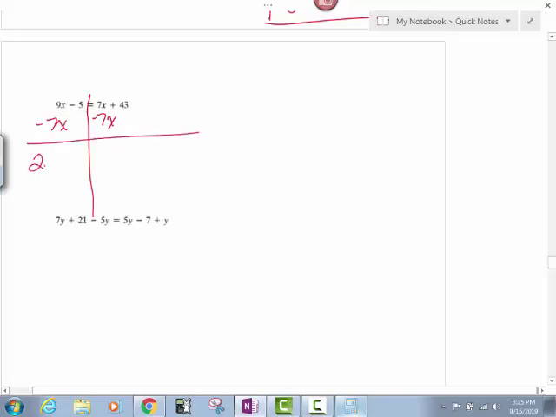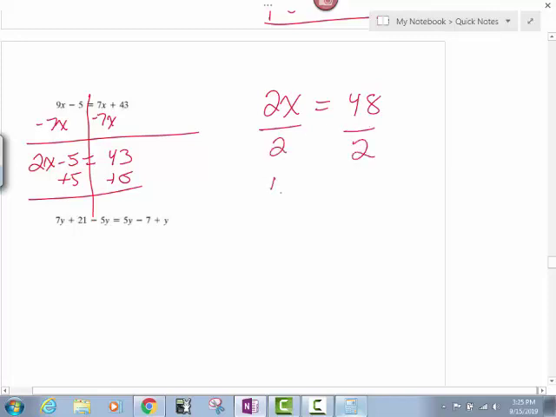Okay. Now we get a 2x minus 5 equals a 43. We need to get rid of that minus 5. So let's go ahead and add 5 to both sides. So now we end up with 2x equals 48. Dividing both sides by 2, we should come up with x is equal to 24.